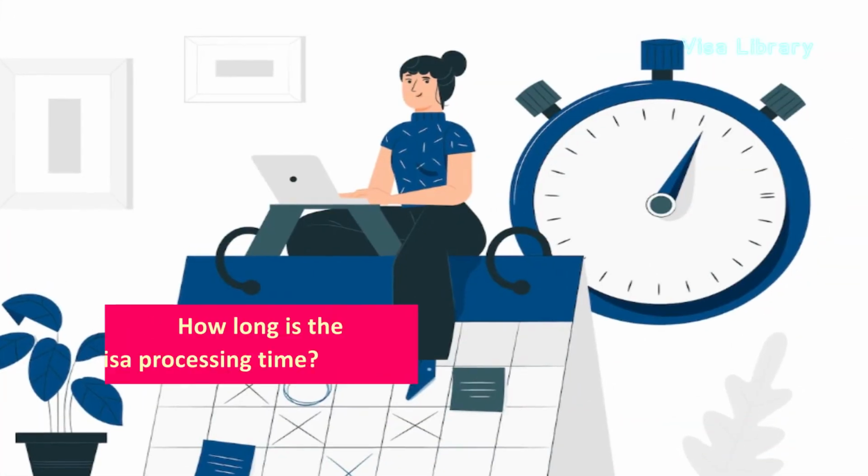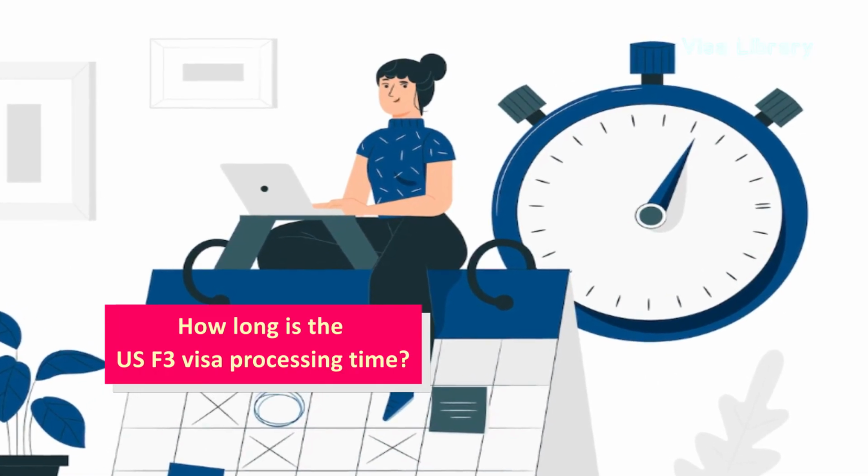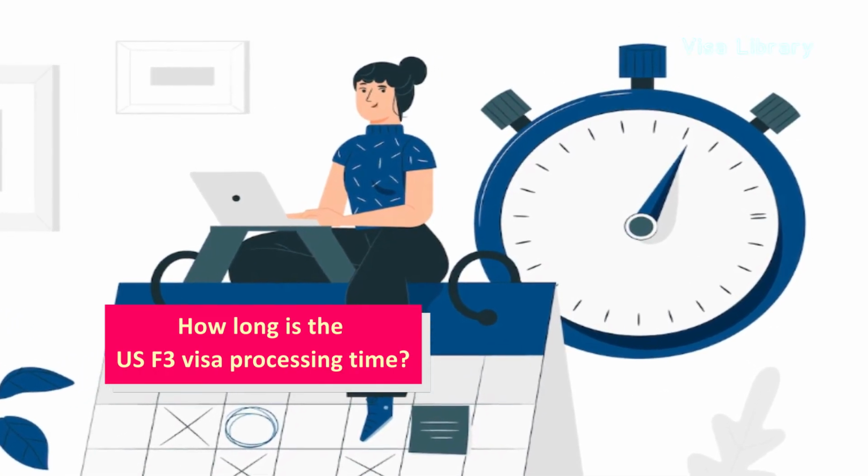Here's a question. How long is the US F3 visa processing time? First, after your US sponsor submits the I-130 petition, USCIS has to review your eligibility for the visa. That can take several months. If USCIS asks for more documents or there is a mistake, the processing time will become longer. Then you have to wait for your F3 priority date to become current.